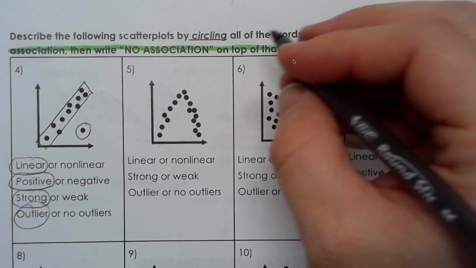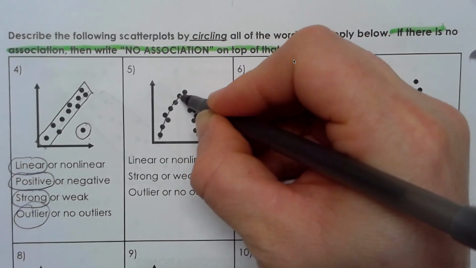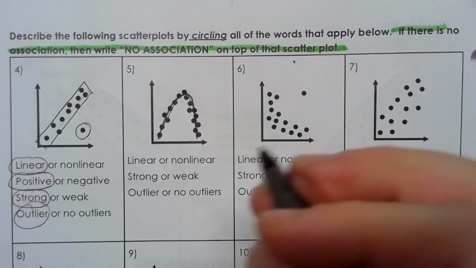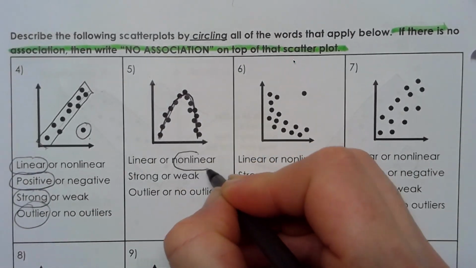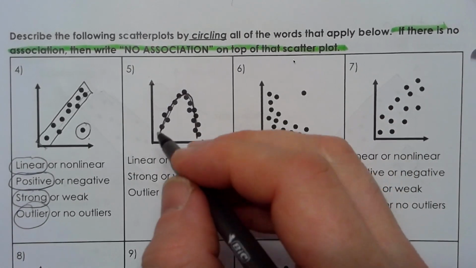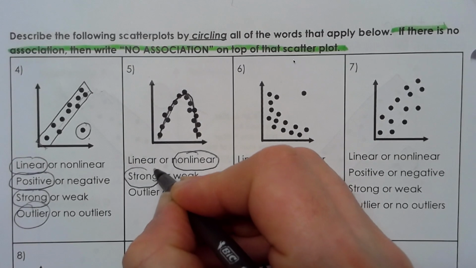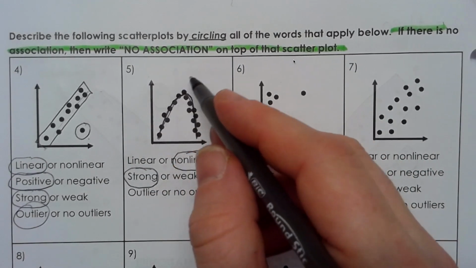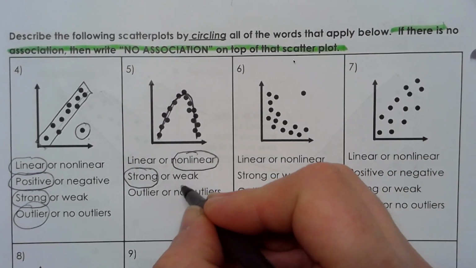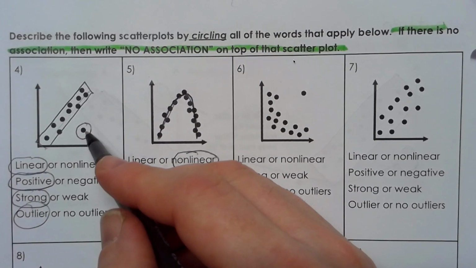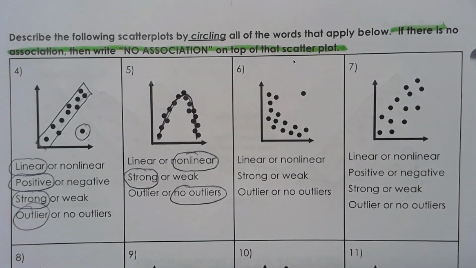Number 5. This looks like a rainbow or an arch. So this is a non-linear relationship. It's definitely not a straight line. The points are all pretty close together to each other, so this is a strong non-linear relationship, and there are no outliers. Outliers are 1 point or 2 points far away from everything else.